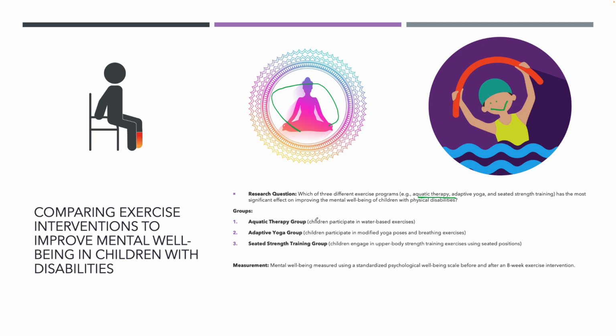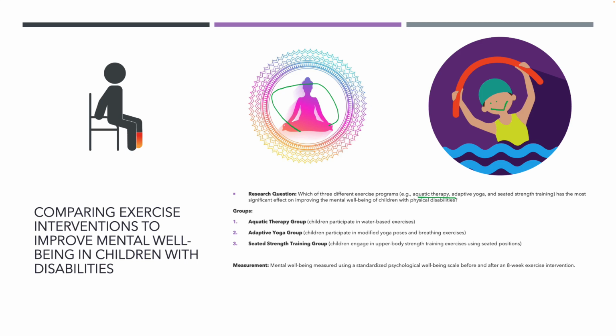So the aquatic group is water-based exercise. In adaptive yoga, children participate in modified yoga poses and breathing exercises. And in seated strength training, children engage in upper body strength training exercises using seated positions. So we're measuring the mental well-being.